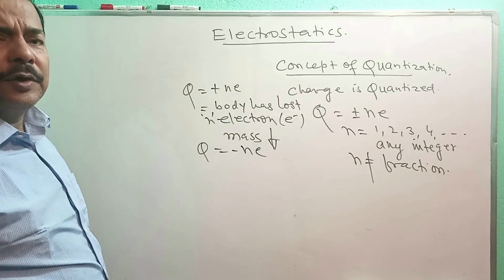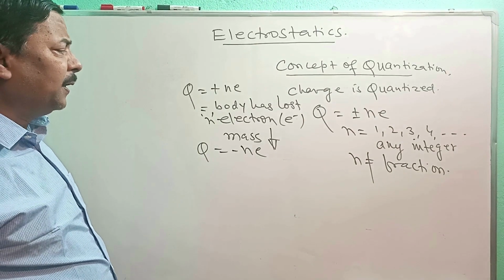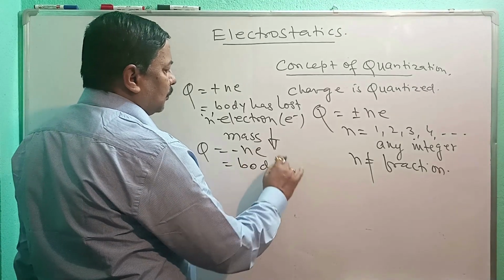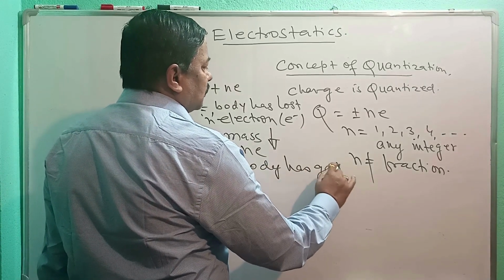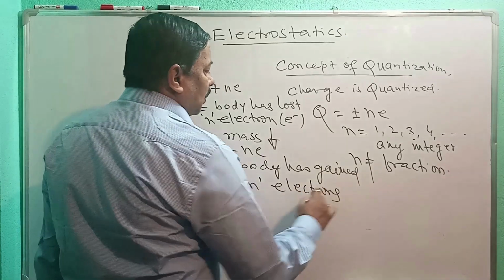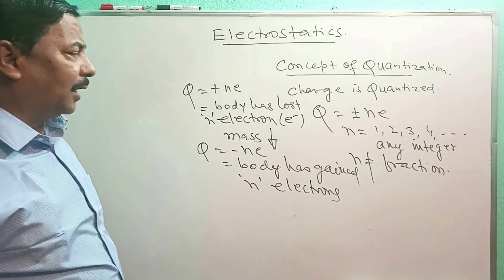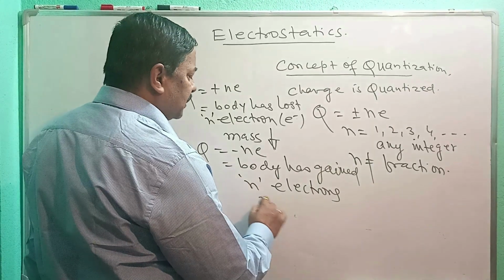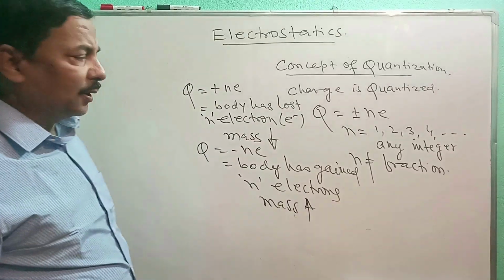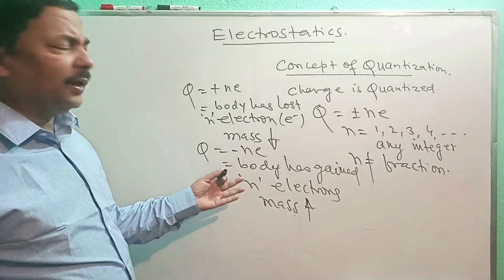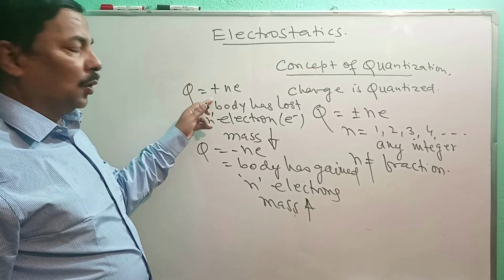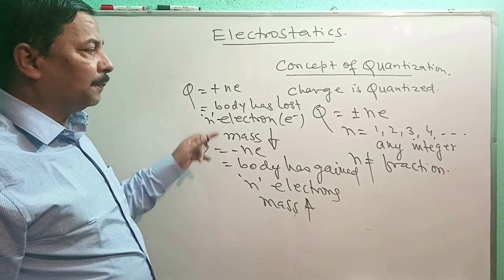If I am writing Q is equal to minus Ne, what does it mean? It means that the body has gained N electrons. So mass will increase, though it will be very negligible in nature, but mass will increase. So loss of electron, gain of electron.